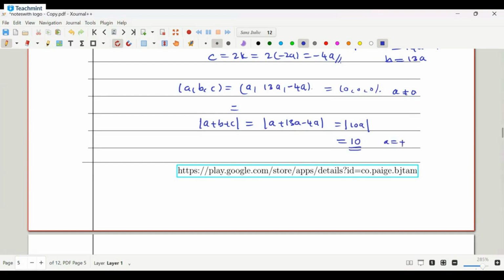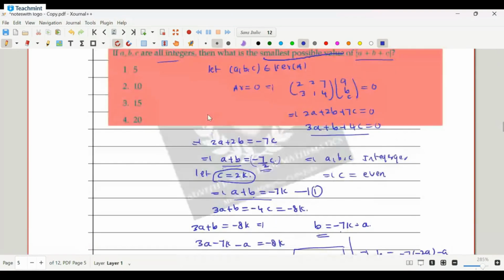Either a is equal to plus or -1. So therefore mod of a plus b plus c should be 10 sir. So answer 10.